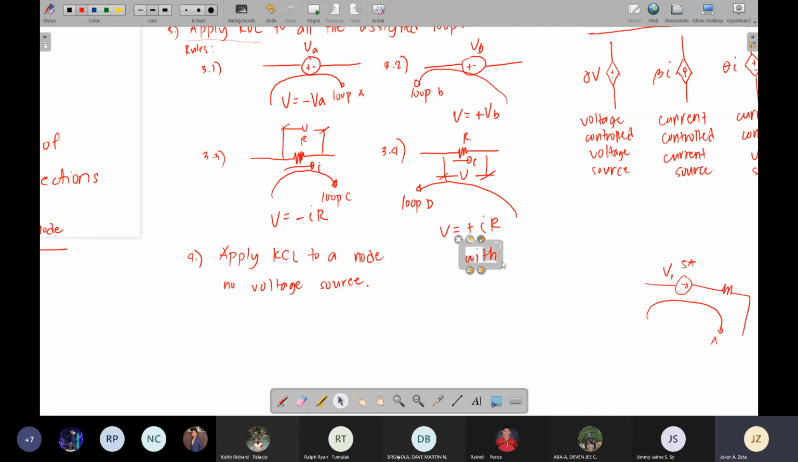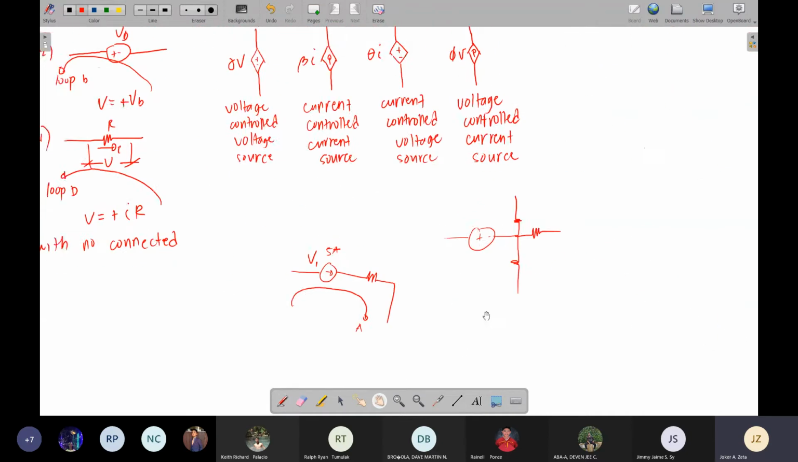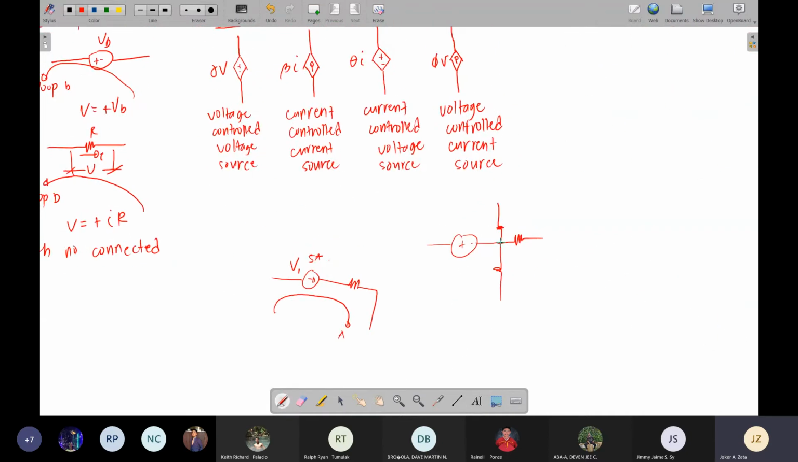With no connected voltage source. Okay, apply KCL to a node with no connected voltage source. So for example, inani, no? So I'm going to assume this will be my node. Let's say node X. Mag-apply ko KCL diha. Okay? Now, unsa ganito yung rule sa KCL?